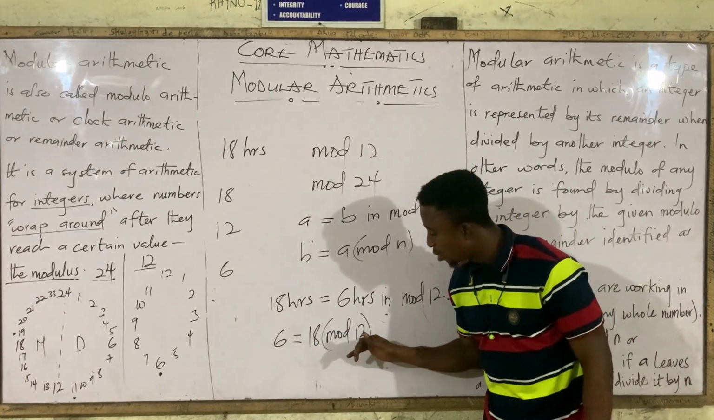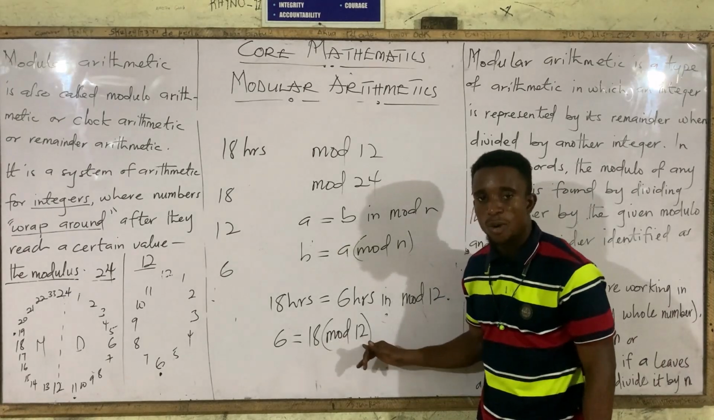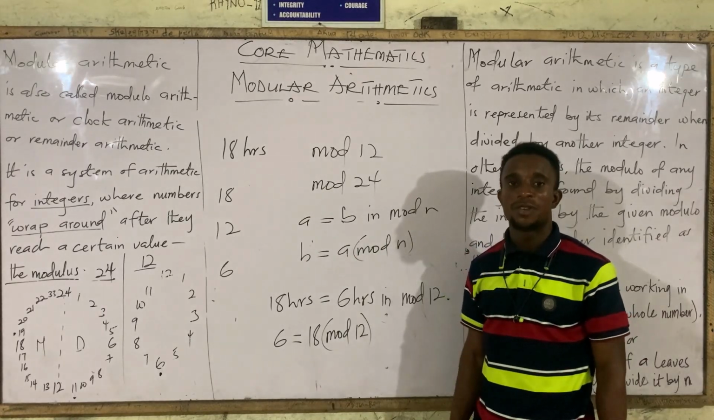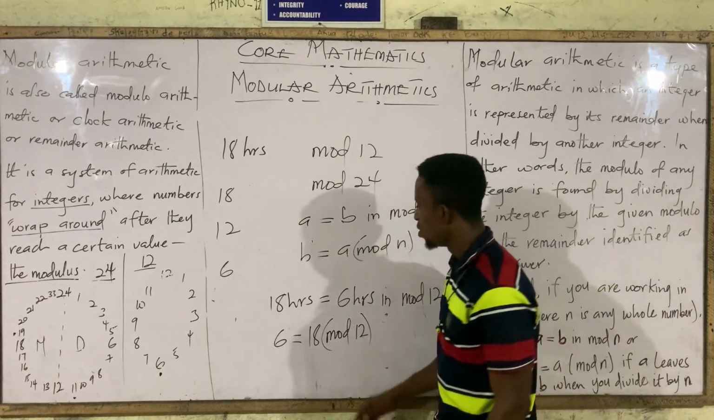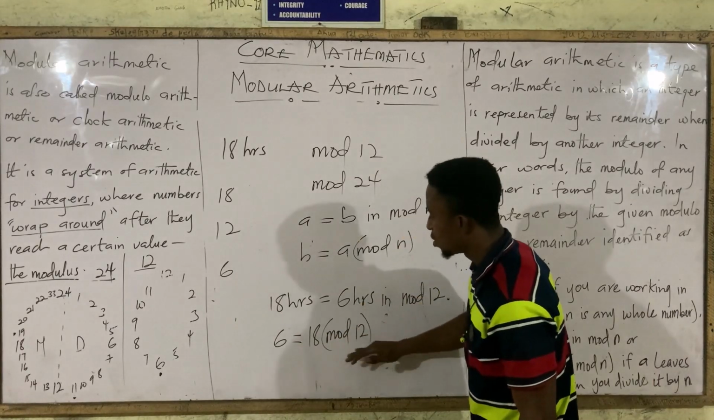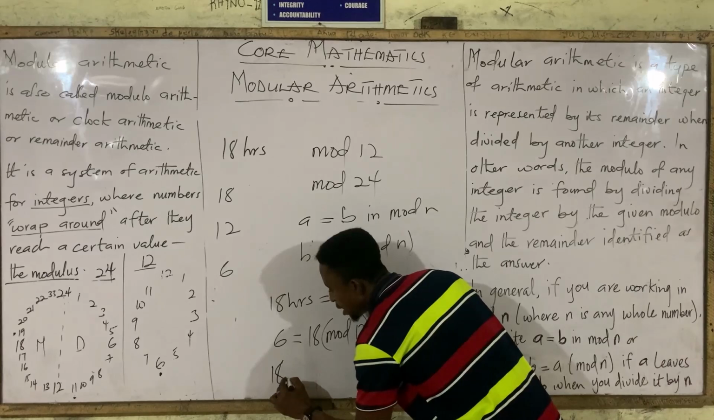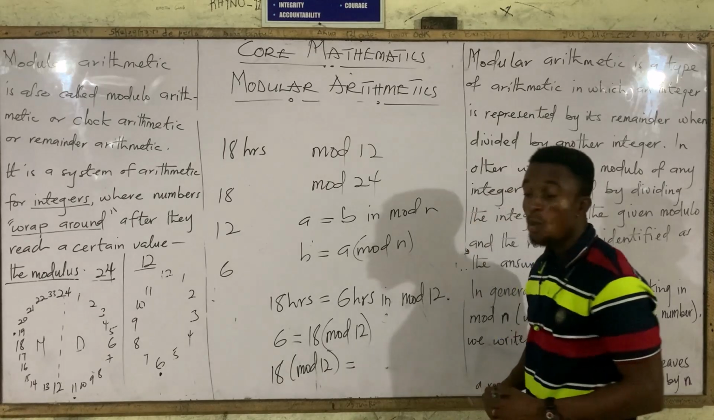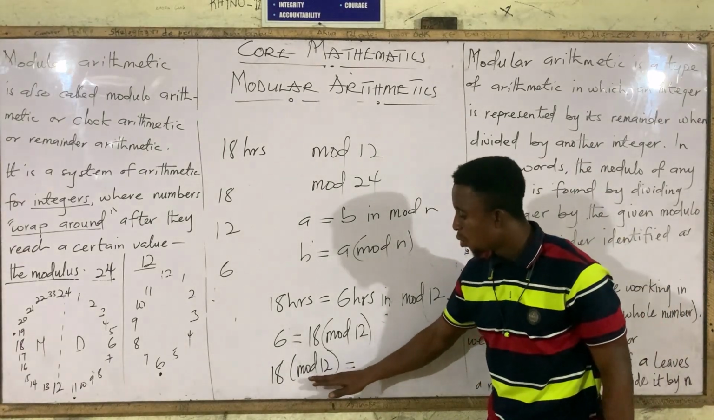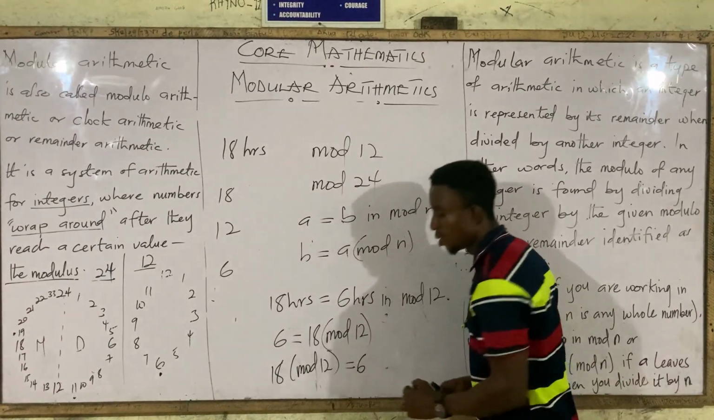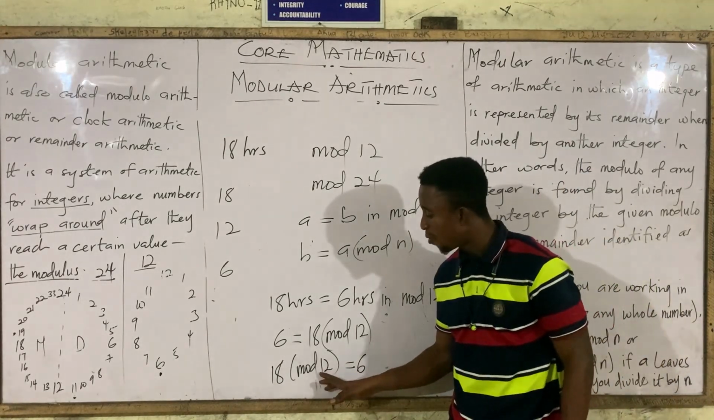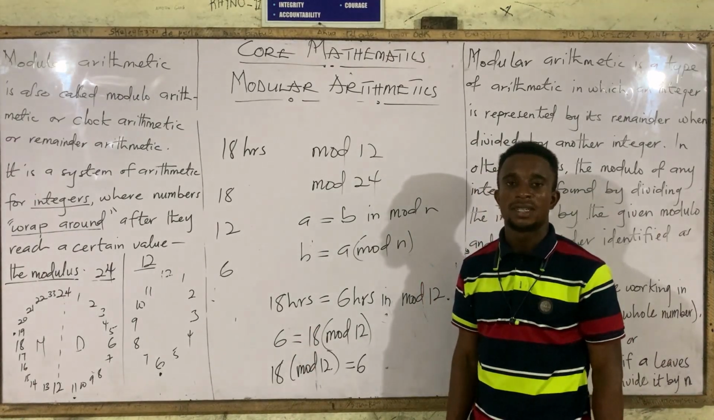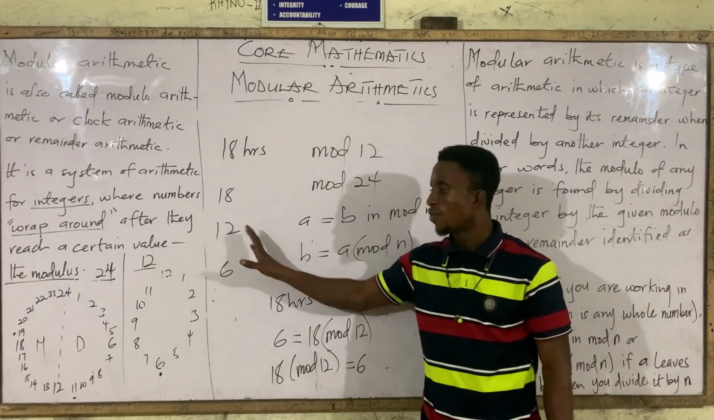So we are going to have only one group of 12 from this, and what is left is 6, per what we developed. Now we can say that 18 mod 12 is equal to 6, because we are going to have only one group of 12 from this, and 6 will be left. That is why we said 18 over 12, then you convert it to a remainder.